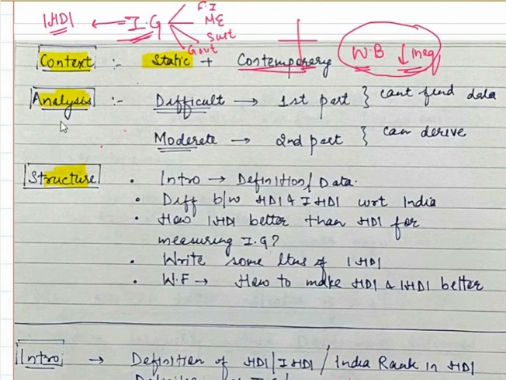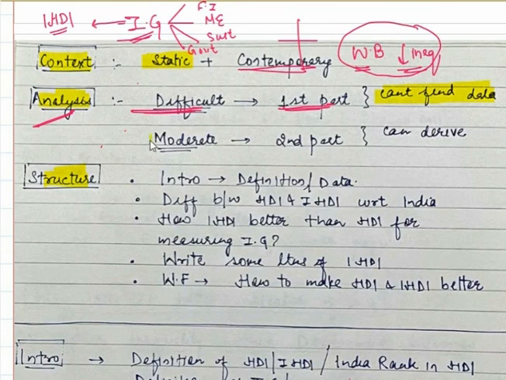Let's move to the analysis part of the question. When I say analysis, we have to find out whether the question was solvable or not. Now, the first part of the question is difficult in nature because we have to differentiate between HDI and IHDI with special reference to India, and for comparison, we would require data. And it's difficult to find relevant data during exam time. Very, very difficult to find out. So this part is difficult.